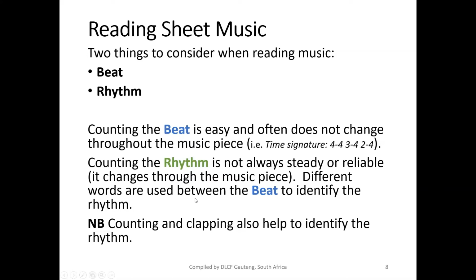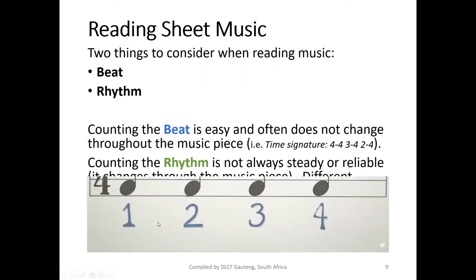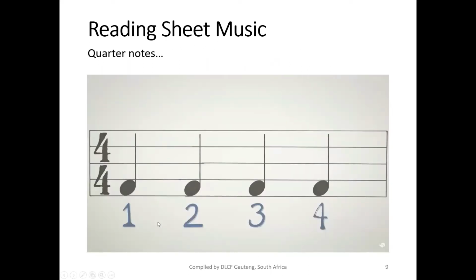The rhythm of the song will be affected by, say, a quaver note, and then all of a sudden a minim, then a crotchet. So the rhythm would change, but normally the beat you can easily identify, whether it's a 3/4, a 4/4, or a 2/4. Later on, we'll go into the practicality of how we count and identify these rhythms and the beats.